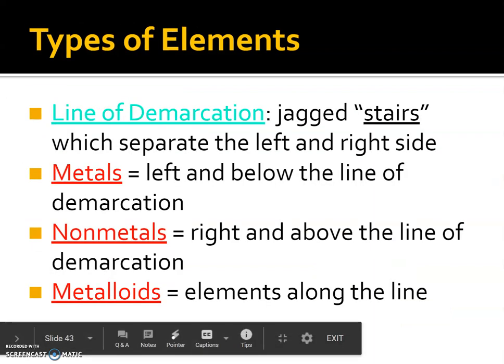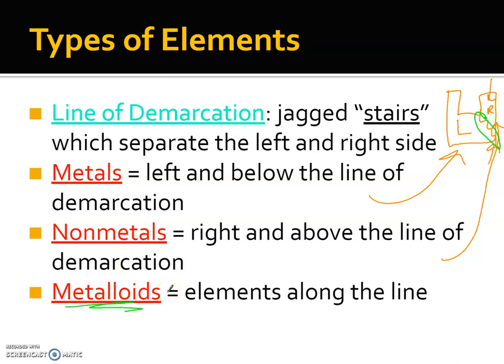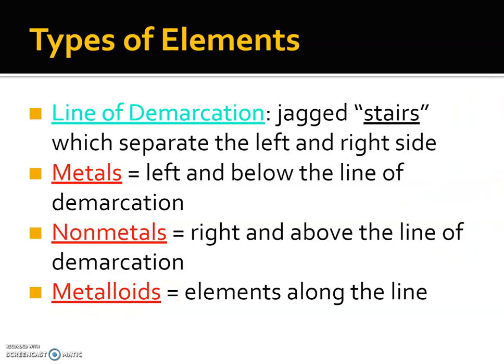All right, so the line of demarcation is that jagged stairs. It denotes the difference between the left and the right side on the periodic table. And you'll see that it is basically over here on the right-hand side. So this whole left and middle section are going to be your metals. This right section is going to be your nonmetals. And anything that touches that line of demarcation is kind of too close to call. So it's going to be a metalloid. It's going to have properties of both.